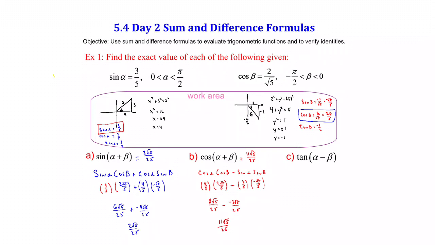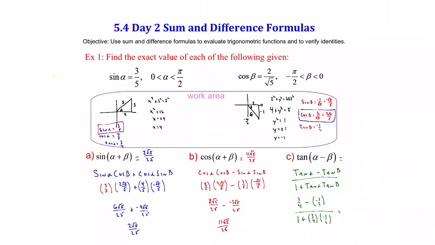So tangent of alpha minus beta, the formula for that is tangent of alpha minus tangent of beta divided by 1 plus tangent of alpha tangent of beta. So tangent of alpha is 3/4 minus tangent of beta on the second triangle is negative 1/2. So we'll be adding those. And then the denominator is 1 plus tangent of alpha, which is 3/4 again, and tangent of beta is negative 1/2.